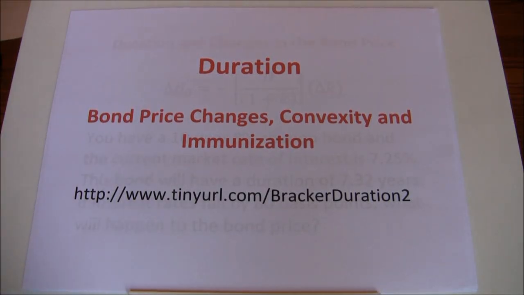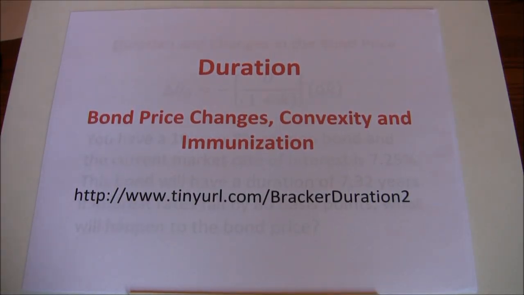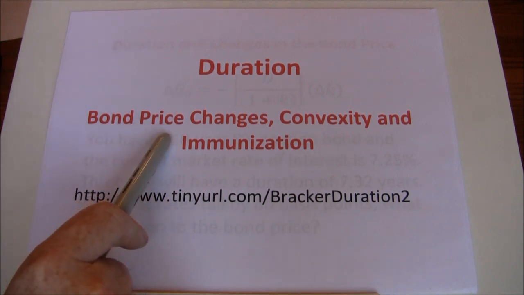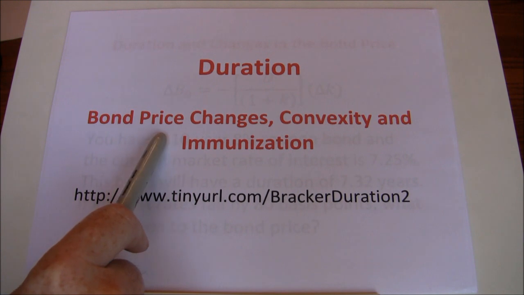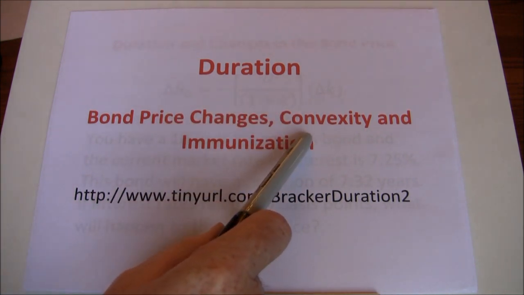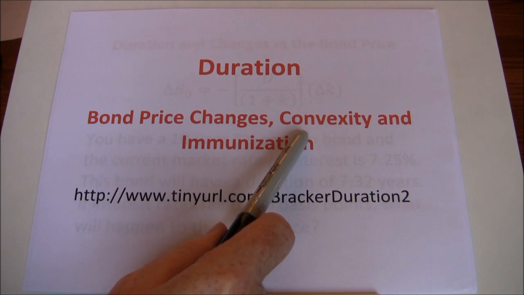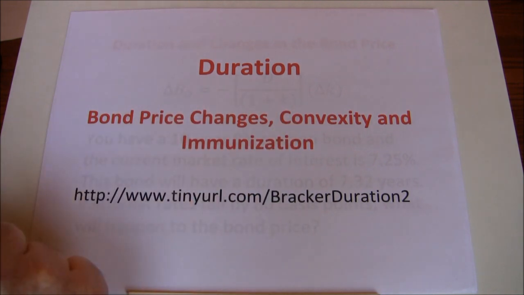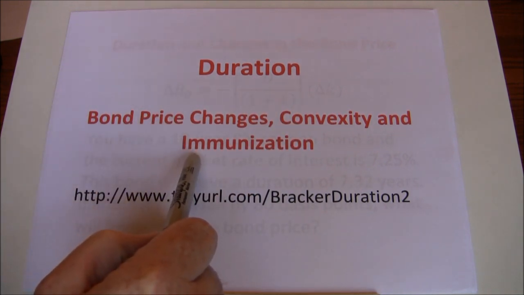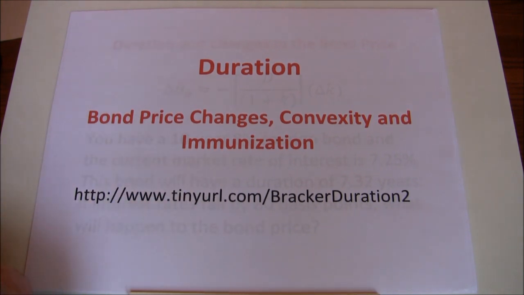In this video, we're going to take a look at duration. There's a previous video that I did that talked about how to calculate duration and introduce the idea of what duration was. In this one, we're going to start looking at how we can use duration to predict bond price changes. We're going to introduce the concept of convexity and how that introduces a little bit of error in our prediction of bond price changes. And we'll also introduce the idea of an immunization strategy.